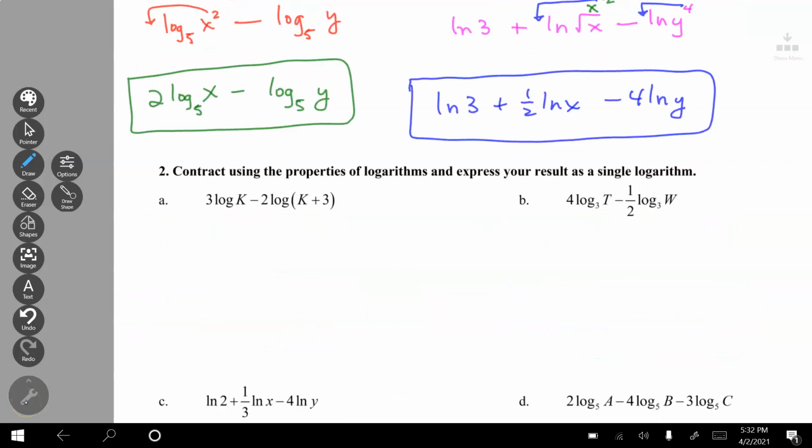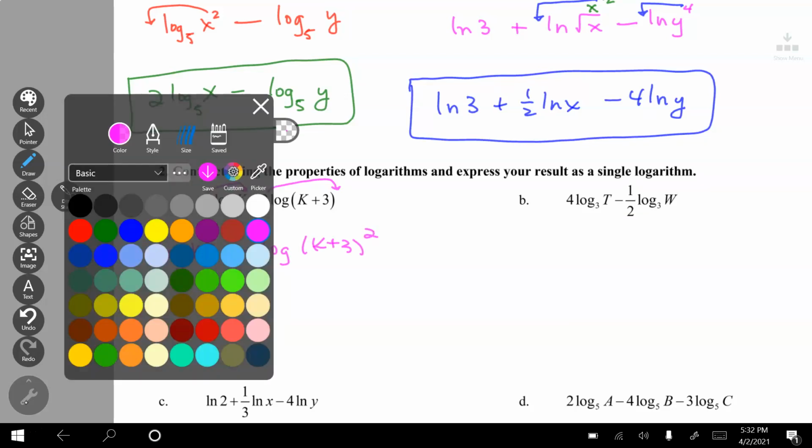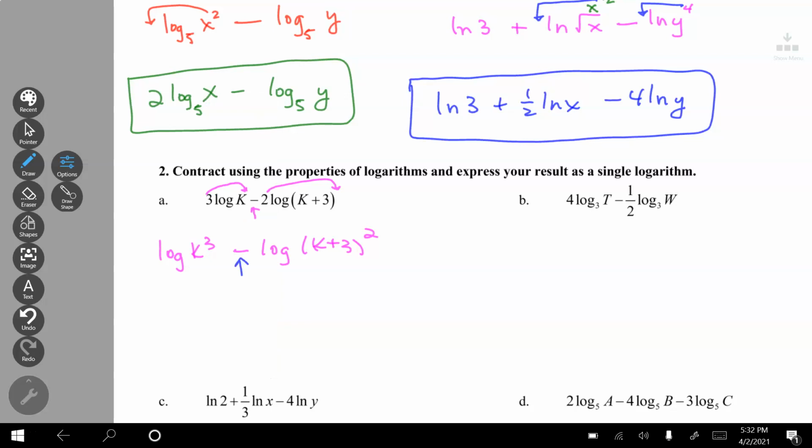Now I'm going to go the other way around. I'm going to condense it. I'm going to get down to a single logarithm. So I see this 3 coefficient can be the exponent. This 2 coefficient becomes this exponent. I'll worry about this subtraction later. So right now I have log of k to the 3rd minus log of (k plus 3) squared. And now when I see this division, the subtraction, I could rewrite it as a division, log of k to the 3rd over (k plus 3) squared.